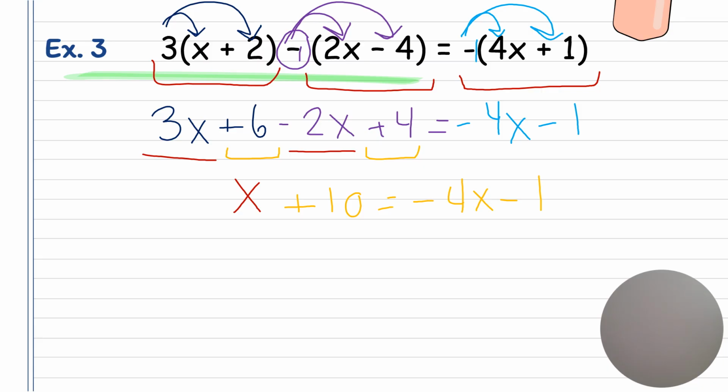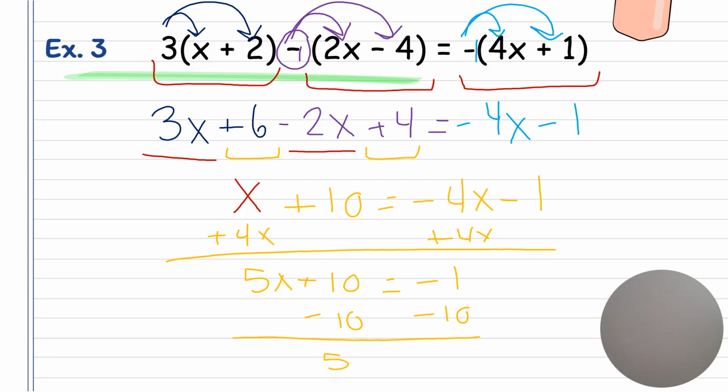Let's start moving things over. I'm going to bring this 4x over. So on the left, I will have 5x plus 10 is equal to negative 1. Let's bring over my negative 10. I will be left with 5x equals negative 11.